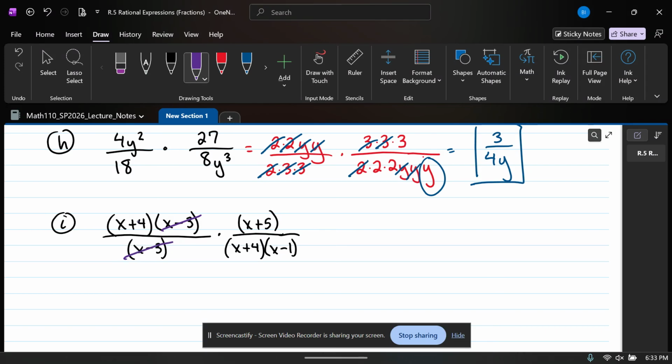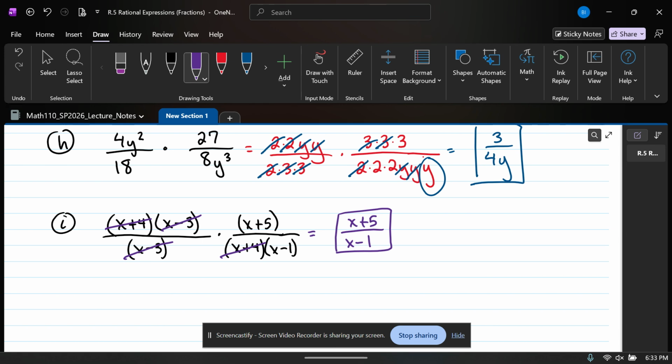Yeah, and diagonally, I've got an x plus 4 and an x plus 4 canceling each other out. So all that's left is this x plus 5 on the top and that x minus 1 on the bottom. And you've simplified a multiplication problem. So this is combining together the factoring from Lab 1 with the second page of Lab 2.